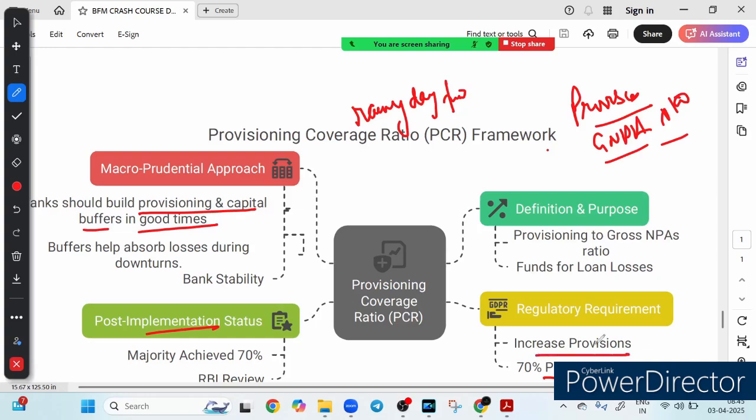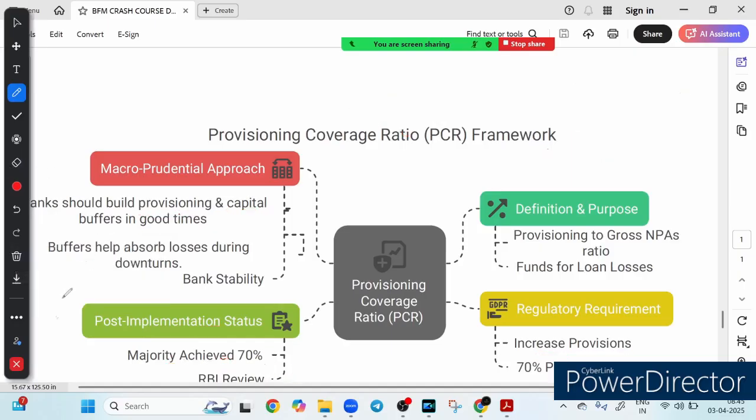That is the point. One more thing, if you look at the post implementation status, as of now 70% of the banks have achieved the target. Majority, many of them have achieved the 70%, right? This means that banks have successfully set aside enough funds to cover potential loan loss, and RBI regularly monitors it. That RBI review is very important.